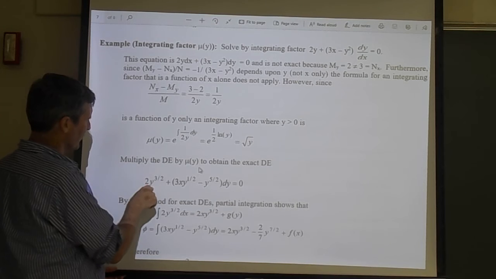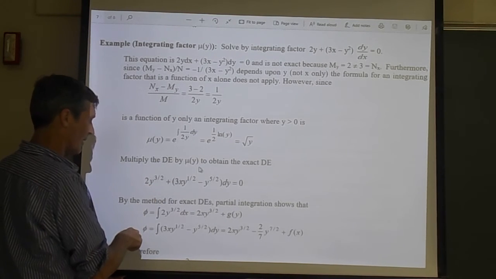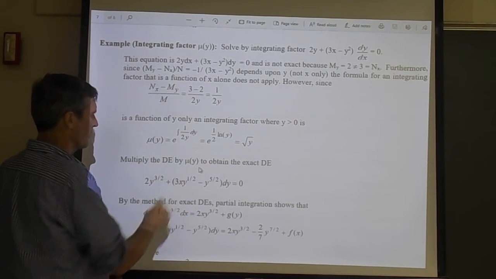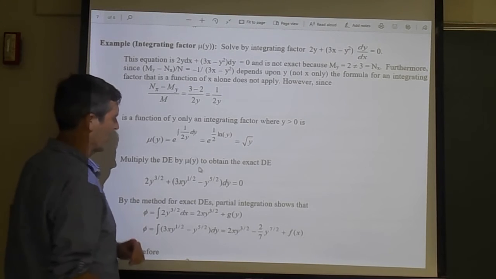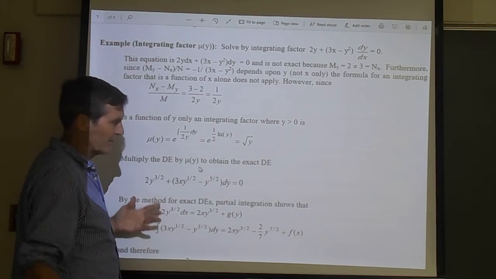Take partial of this with respect to y, and what do you get? You get 3y to the 1/2. And then you take partial of this with respect to x, you also get 3y to the 1/2. Check, the equation is now exact. Even if I don't do that, I can just try doing this and see if it works. If it works, it was exact.